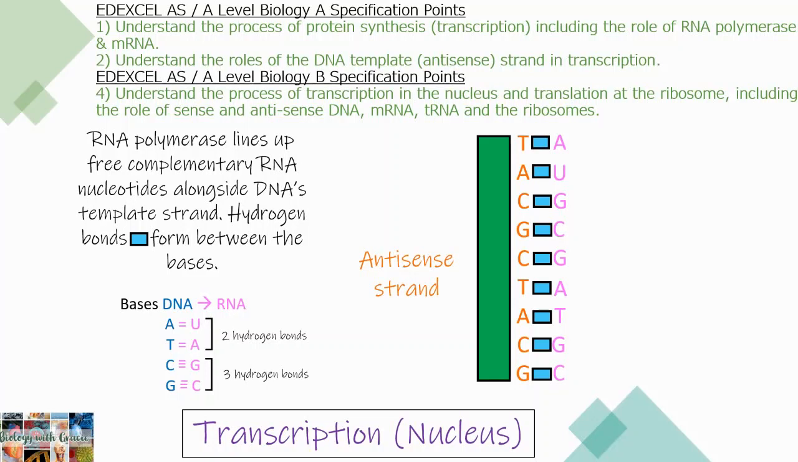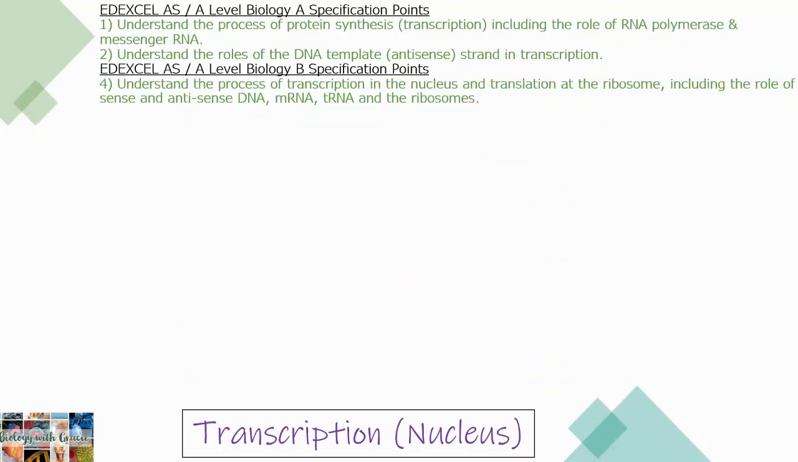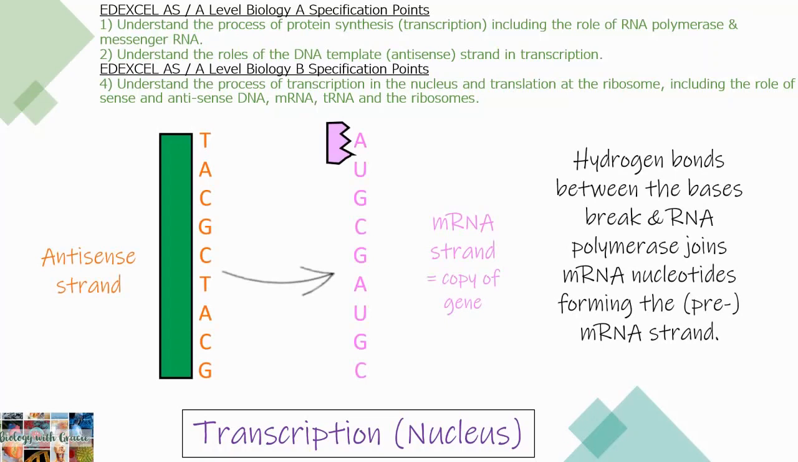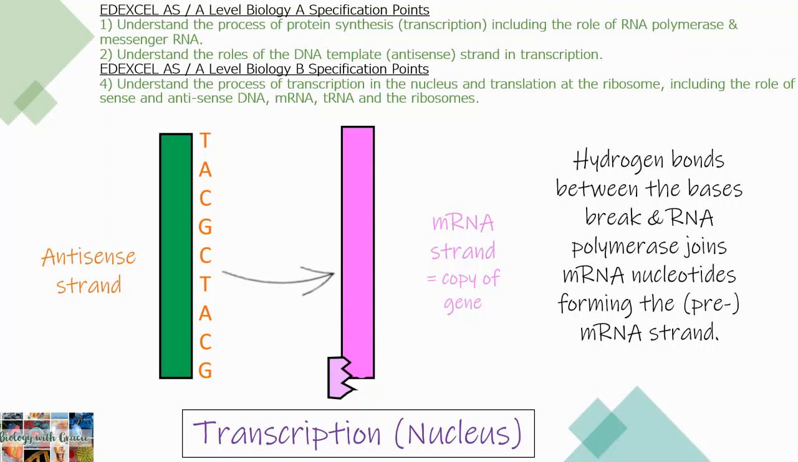In terms of the bonds that they form, DNA's A base hydrogen bonds with U, and that's 2 hydrogen bonds, and DNA's T base hydrogen bonds with A, and that's also 2 hydrogen bonds, and then C hydrogen bonds with G, and G hydrogen bonds with C, and those are both 3 hydrogen bonds. Once all the RNA nucleotides are aligned, RNA polymerase joins the mRNA nucleotides together, forming the pre-mRNA strand.